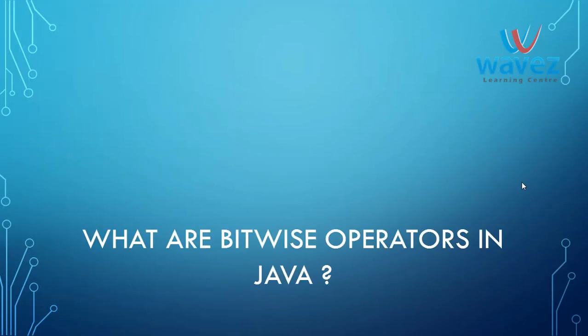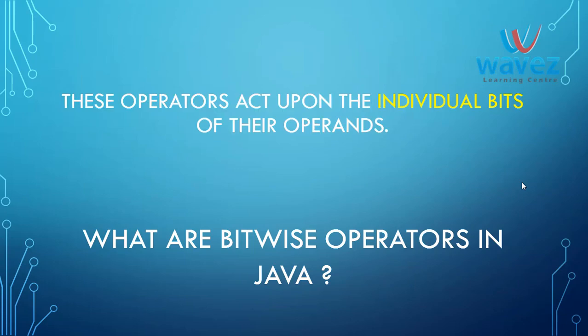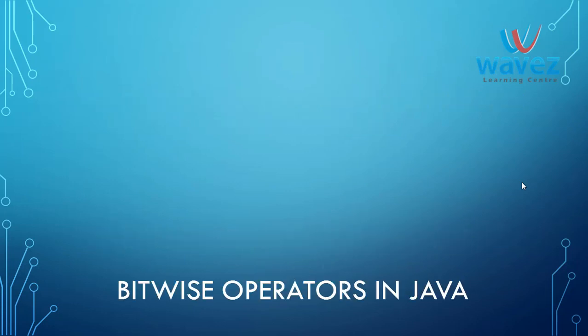In this video, we'll be learning about the bitwise operators in Java. The bitwise operators act upon the individual bits of the operands. When you want to work in the binary language or the machine language, that is zeros and ones, we use the bitwise operators. Let's look at the bitwise operators in Java.